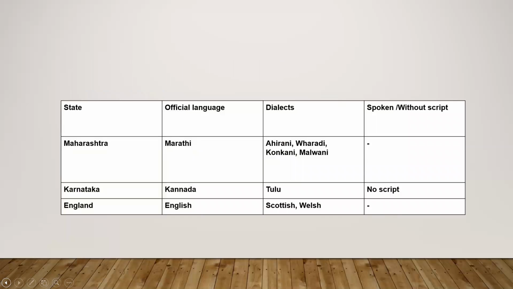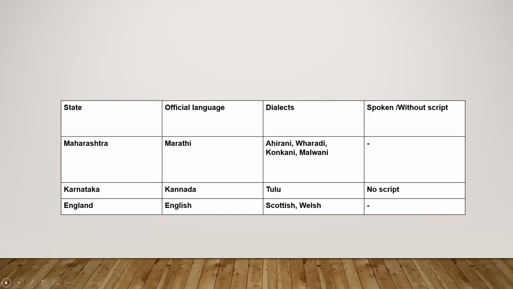See, state, then the headings is state के बारे में दिया है, फिर वो state के official languages is given, then dialects is given, then spoken without script. Okay, so महाराष्ट्र का ऑफिशियल लैंग्वेज मराठी के डायलेक्ट्स है ईरानी, वरहाडी, कोंकणी, मालवनी, और उसके स्क्रिप्ट के बारे में कुछ इन्फॉर्मेशन नहीं दिया था, so I will just put a dash there.